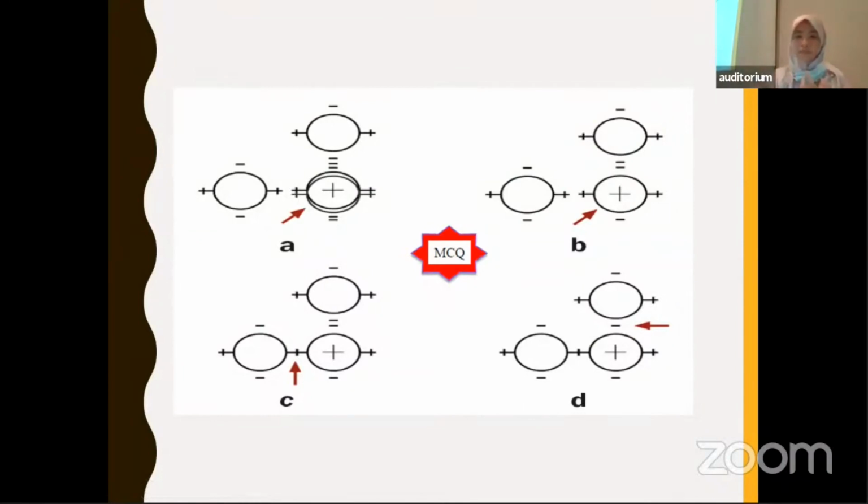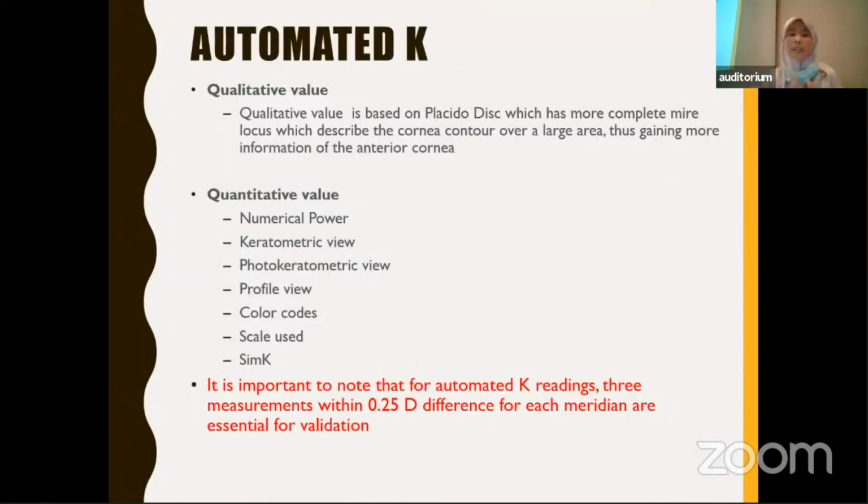So, never mind. Automated K will give qualitative and quantitative values. It is important to note that for automated K reading, 3 measurements within 0.25 difference for each meridian are essential for validation. So for every automated K, it will take 3 measurements, and if the gap between the 3 measurements is more than 0.25, it will usually measure many more times. That is the advantage of automated K.